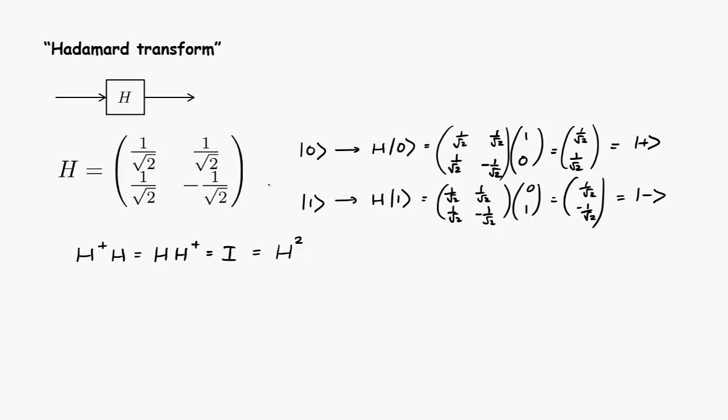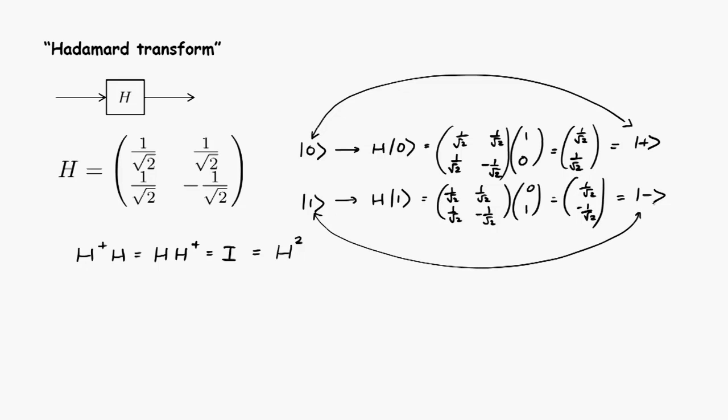In the case of the bit flip, it was clear. If you flip a bit twice, you get back to where you started from. In the case of the Hadamard, what this is telling us is that since 0 gets mapped to plus, if you apply the Hadamard again, plus gets mapped to 0. And similarly, 0 gets mapped to minus, minus gets mapped to 0. So this is actually something interesting. 0 gets mapped to 1 over square root 2 times 0, plus 1 over square root 2 times 1. 1 gets mapped to 1 over square root 2 times 0, minus 1 over square root 2 times 1.